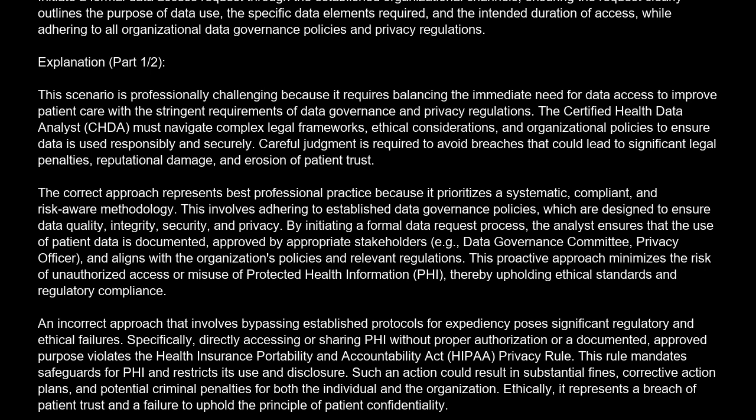regulatory compliance. An incorrect approach that involves bypassing established protocols for expediency poses significant regulatory and ethical failures. Specifically, directly accessing or sharing PHI without proper authorization or a documented approved purpose violates the Health Insurance Portability and Accountability Act, HIPAA, privacy rule. This rule mandates safeguards for PHI and restricts its use and disclosure. Such an action could result in substantial fines, corrective action plans, and potential criminal penalties for both the individual and the organization. Ethically, it represents a breach of patient trust and a failure to uphold the principle of patient confidentiality.